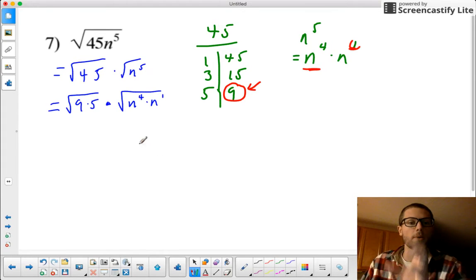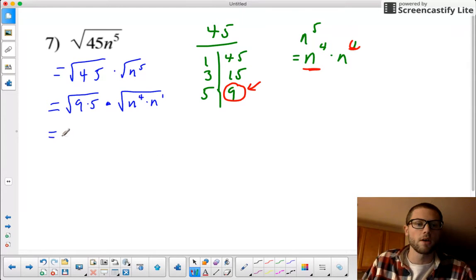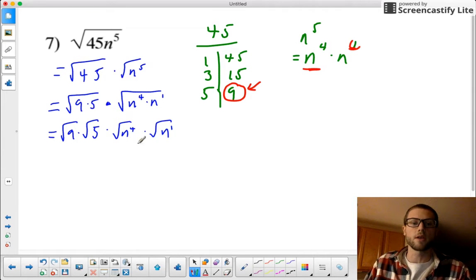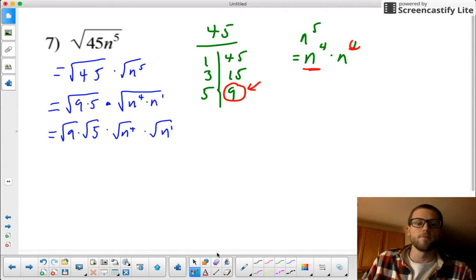Now let's split up all of these radicals. So I have the square root of 9 times the square root of 5 times the square root of n to the fourth times the square root of n to the first. Now remember, all of this is multiplication, so I can rearrange any of these in any order that I want. And that's going to be important in just a second.